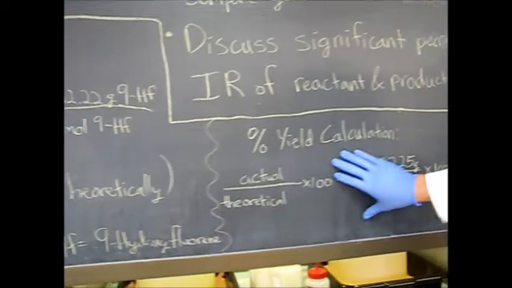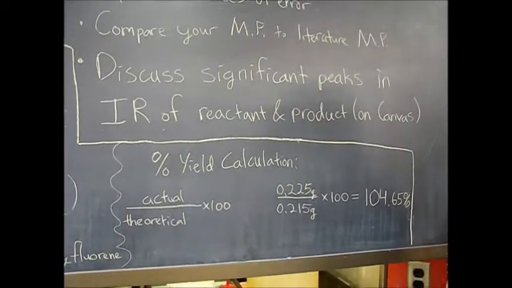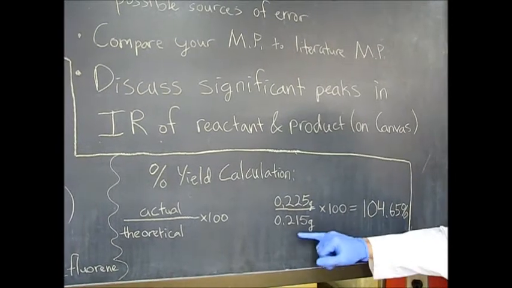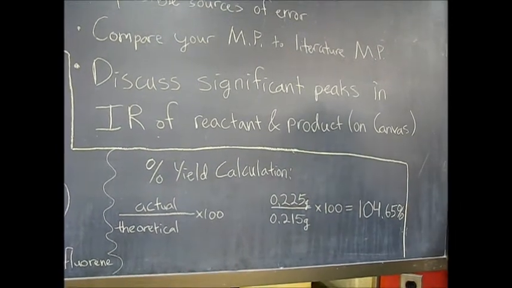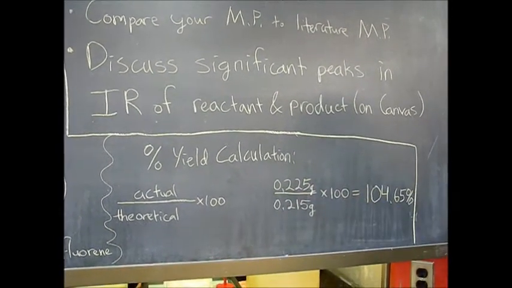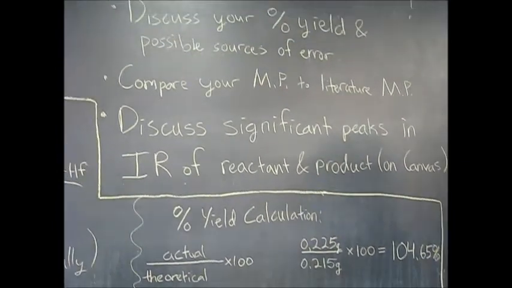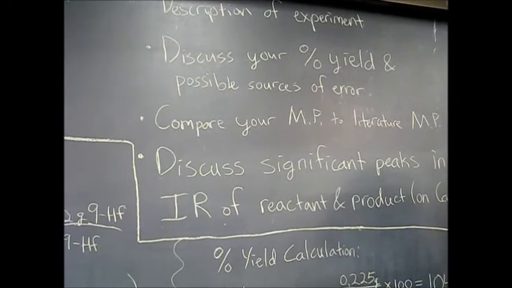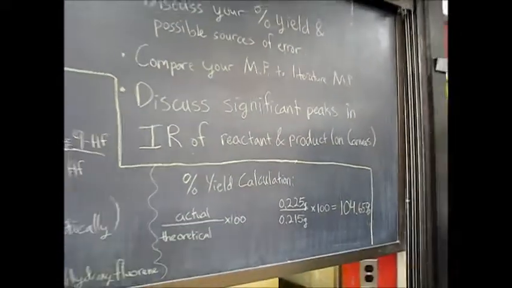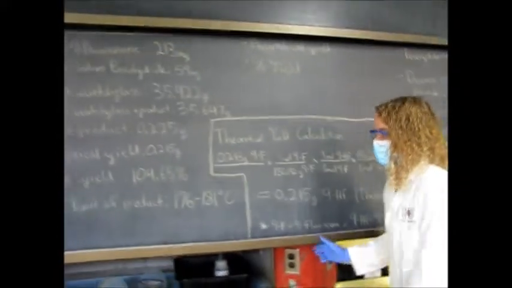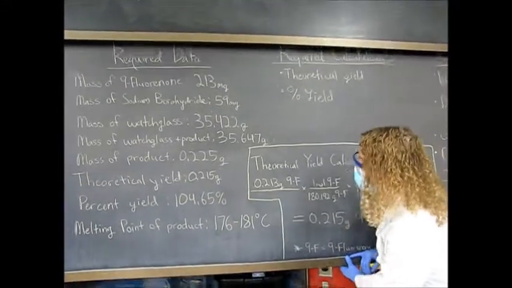So, and then for the percent yield, it's actual over theoretical times 100. So we actually got 0.225, whereas our theoretical was 0.215. So divide those, multiply by 100, you get 104.65% yield. So a percent yield over 100% shouldn't really be possible. If you get something like that, it kind of calls into question the results of your experiment.